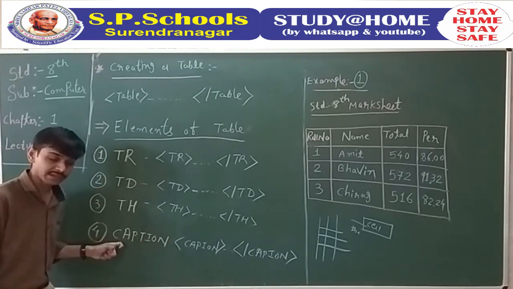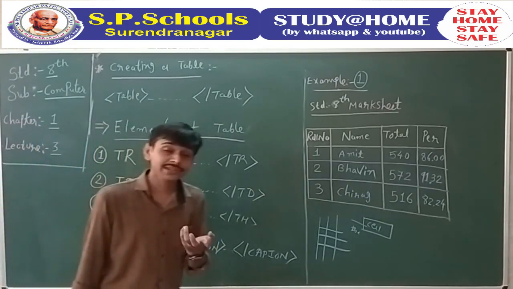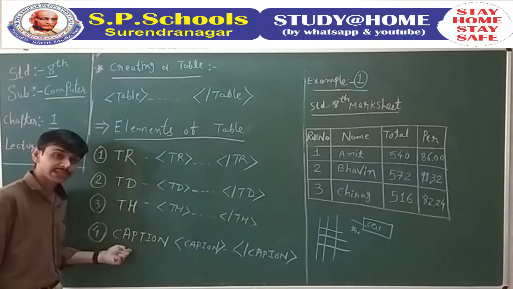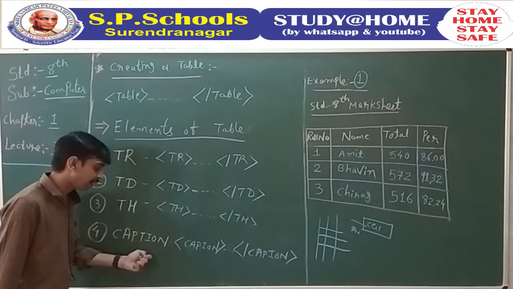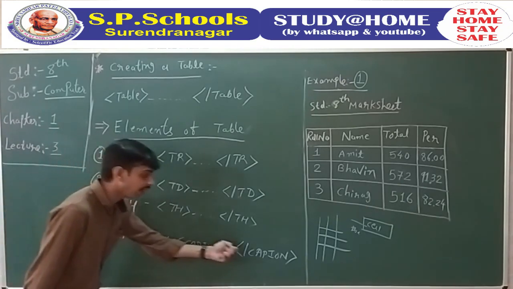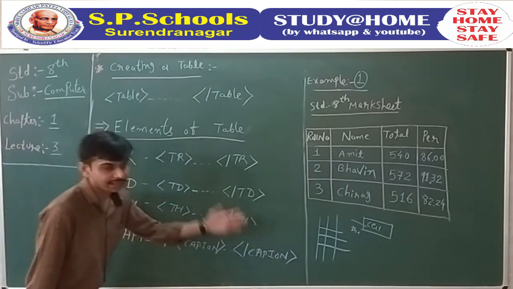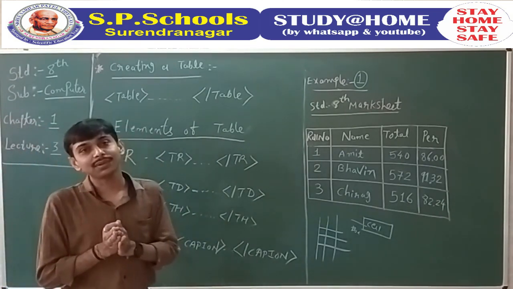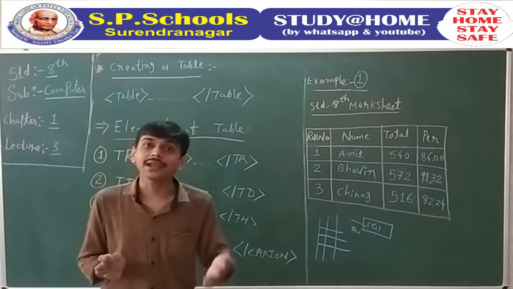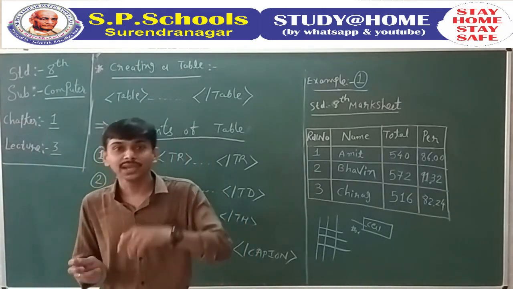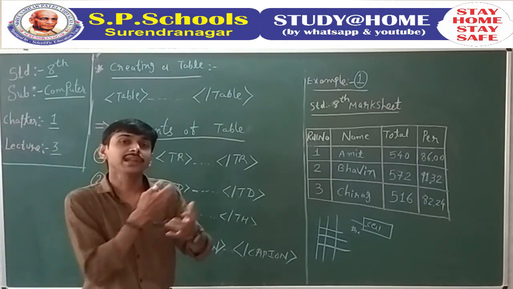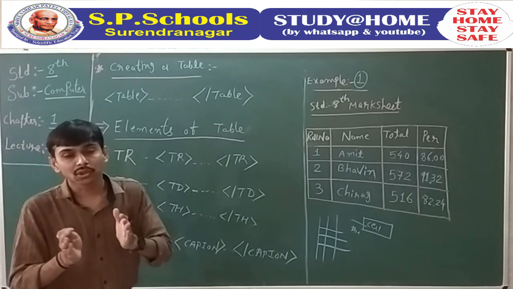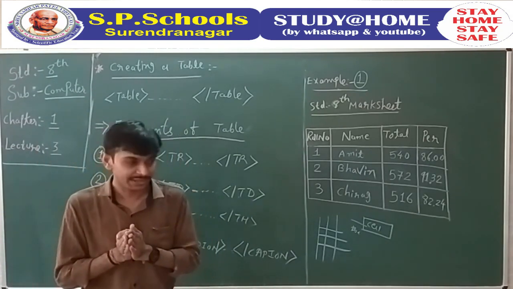Then, very important, you need to write a heading for your table, so we write the caption tag, the caption element, the opening of the caption element and the closing of the caption element. So these are the 4 major elements to create a table, to create rows and columns in the table, to format the table and make it attractive and meaningful in our HTML document or in our HTML page.